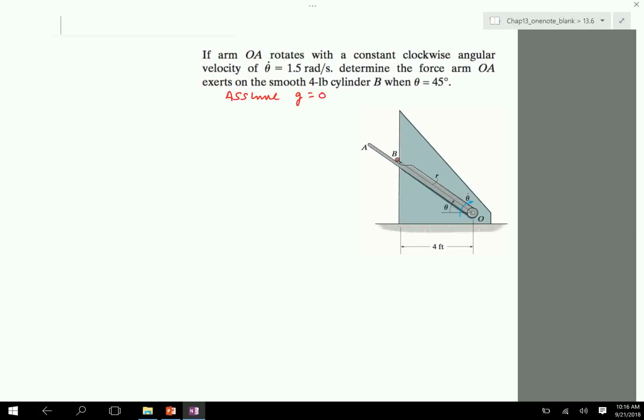If the arm OA rotates with a constant clockwise angular velocity of theta dot equals 1.5 radians per second, determine the force arm OA exerts on the smooth 4-pound cylinder B when theta is 45 degrees. So this is 45 degrees.